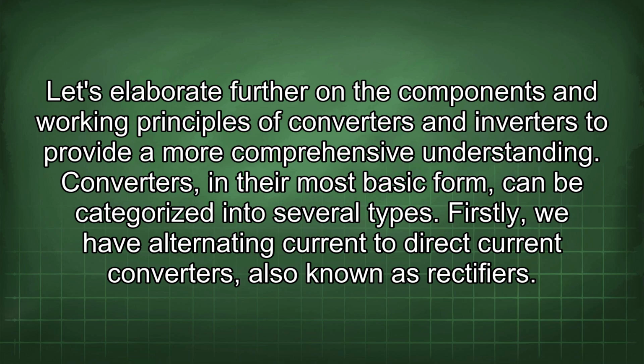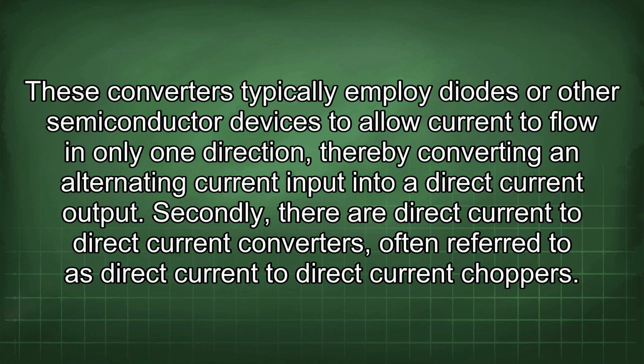Converters, in their most basic form, can be categorized into several types. Firstly, we have alternating current to direct current converters, also known as rectifiers. These converters typically employ diodes or other semiconductor devices to allow current to flow in only one direction, thereby converting an alternating current input into a direct current output.